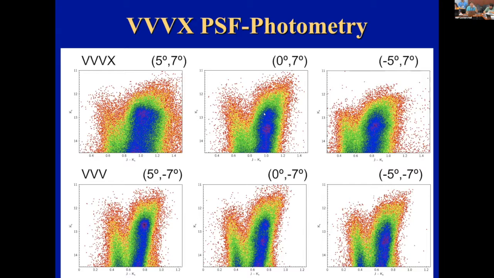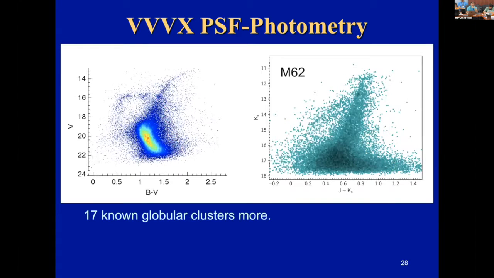We can also try to look for clusters. There are 17 known globular clusters in the VVV-X area, in addition to the 36 that were in the original VVV footprint. So we have data for 17 more known globular clusters.